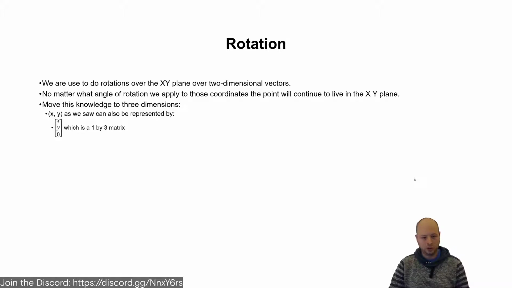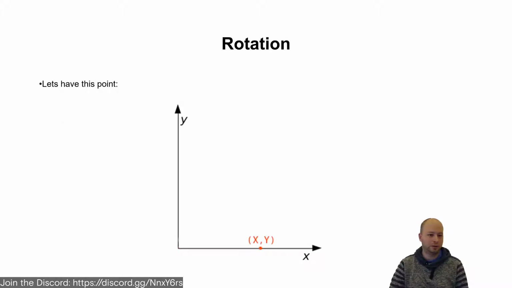Cool. So we are used to already doing rotations in the xy plane with two-dimensional vectors. No matter what we do, we're still going to be in the xy plane. And so now we want to take that knowledge and move it into the third dimension. As we know, the xy is represented by a column vector of x, y with a 0 in the z position. But if now we have a z position, how do we do that?